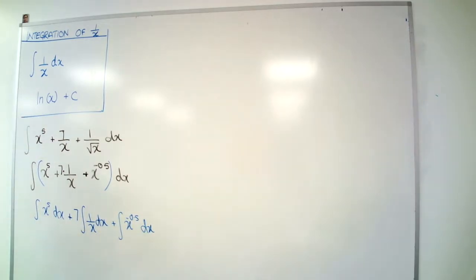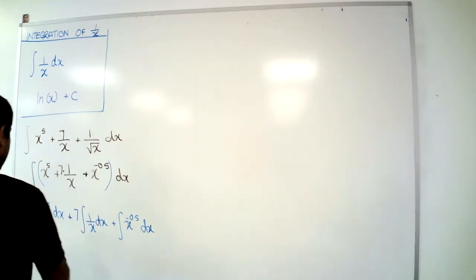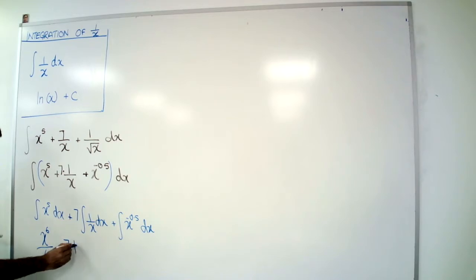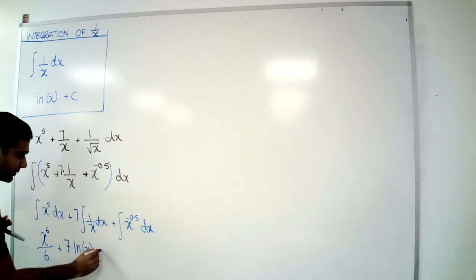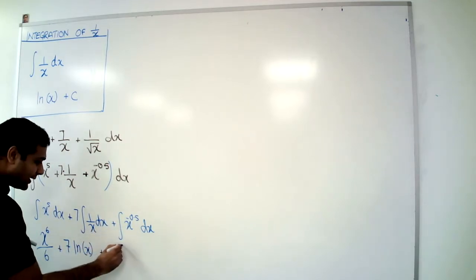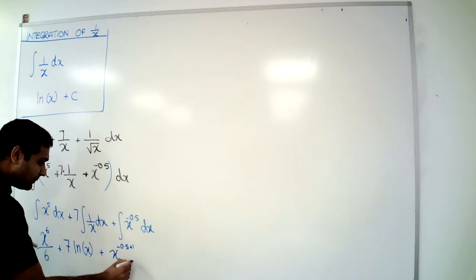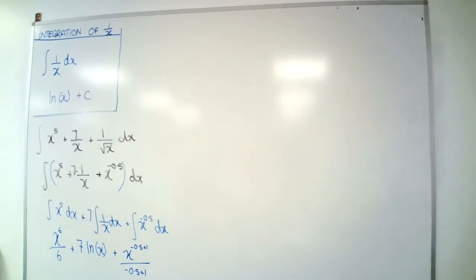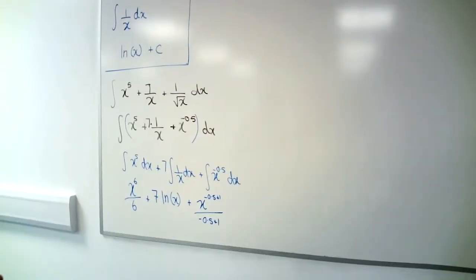Now let's integrate this thing. If I try to integrate that one, that will become x^6 over 6. That one will become the 7 ln of the x. That becomes positive. That becomes x to the minus 0.5 plus 1, divided by minus 0.5 plus 1. So that's how we will do that bit.